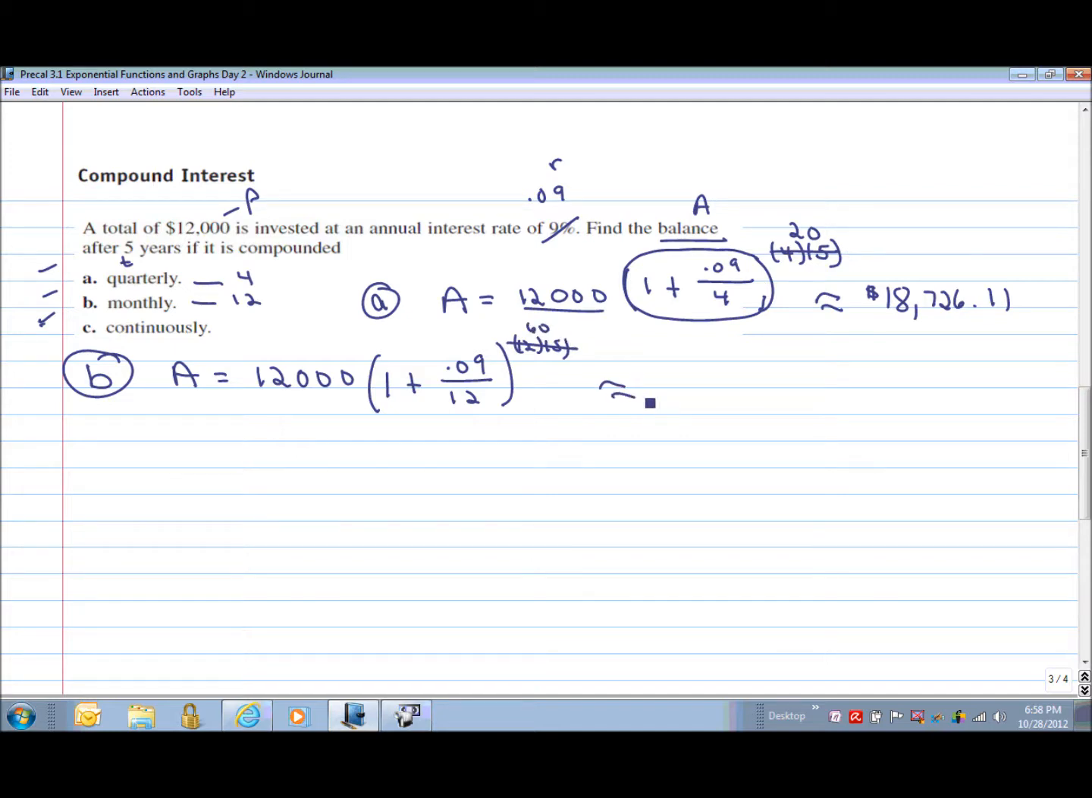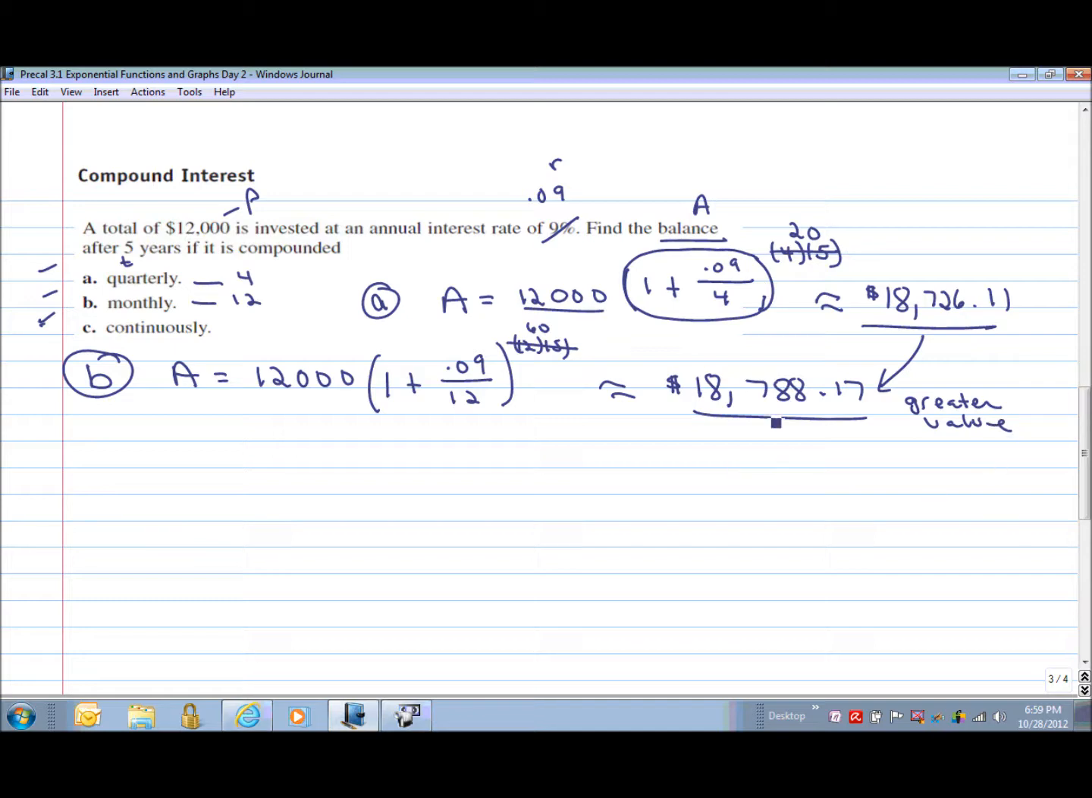And so again, we'll put that in our calculator very carefully. I would put 0.09 divided by 12. I would enter. I would add 1. I would enter. I would raise that to the 60th power. I would enter, and then I would multiply by the 12,000. Then you're keeping it all in the calculator, but you're not trying to put it through with a bunch of extra parentheses. So if you do that, you're going to get approximately $18,788.17. Notice, if we're making a comparison between these two, that this is more. This is greater value.